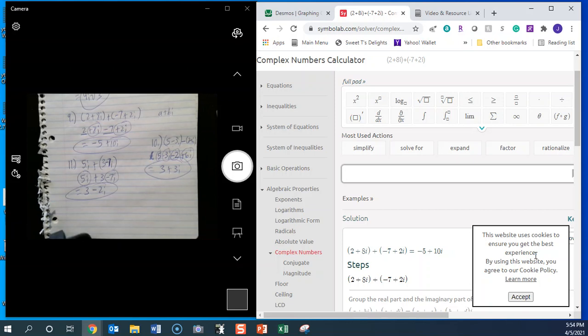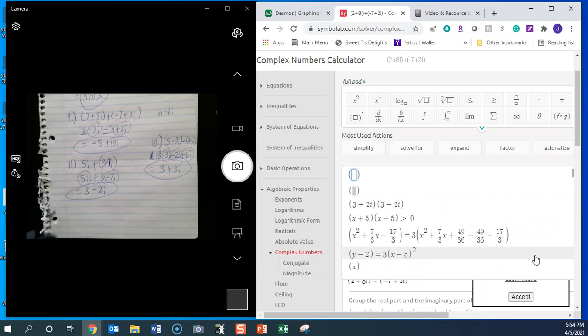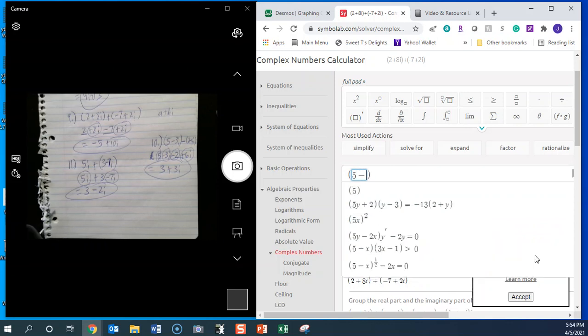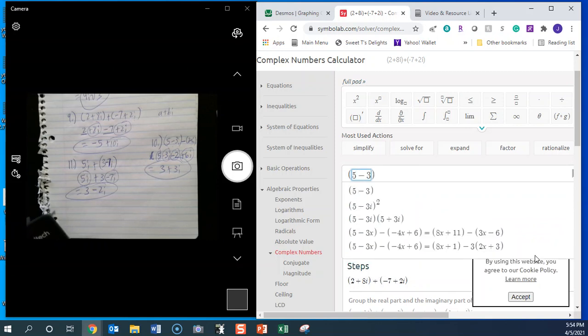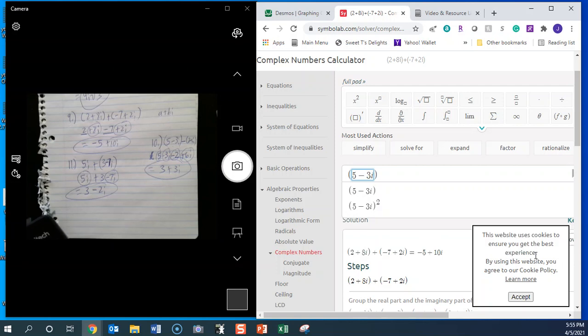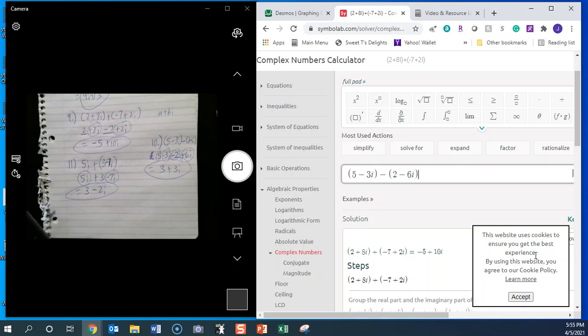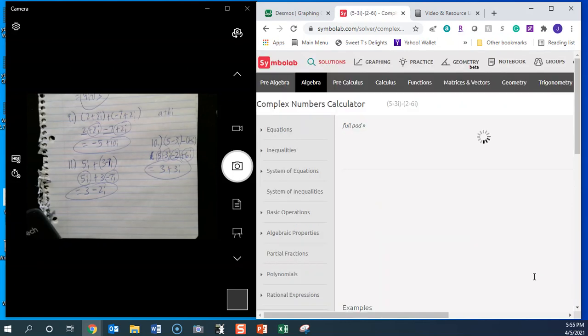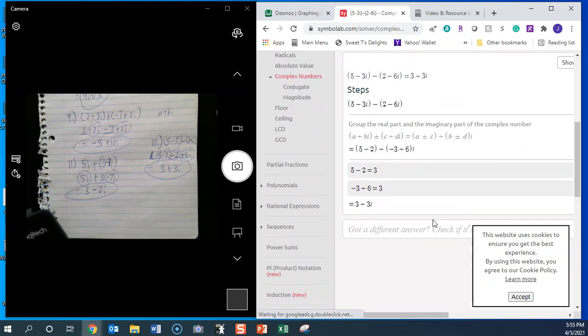So now we go here. We have our parenthesis. I'm going to do number 10 first. 5 minus 3i, close your parenthesis, minus, open parenthesis, 2 minus 6i. And close your parenthesis and press enter. Now we have our final answer here, 3 plus 3i, like we have here.